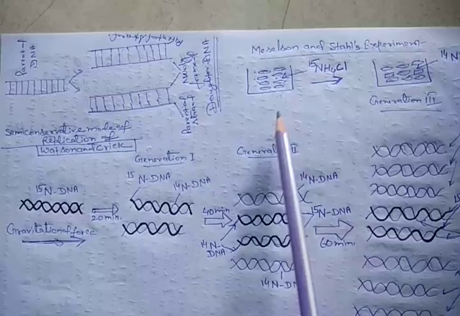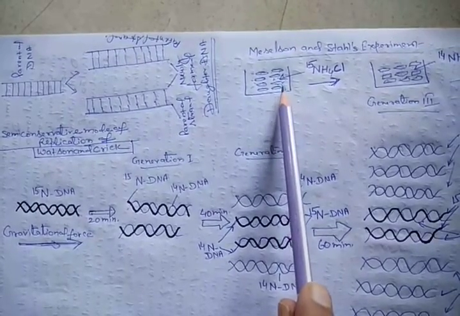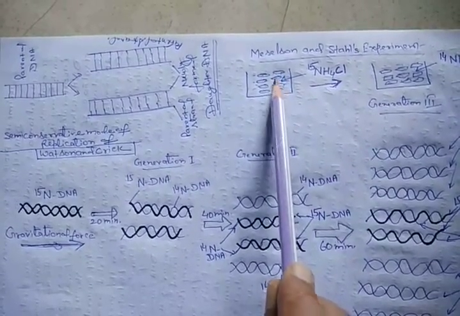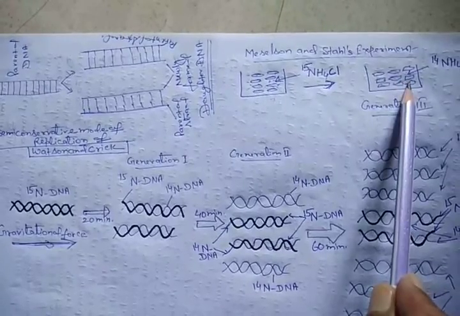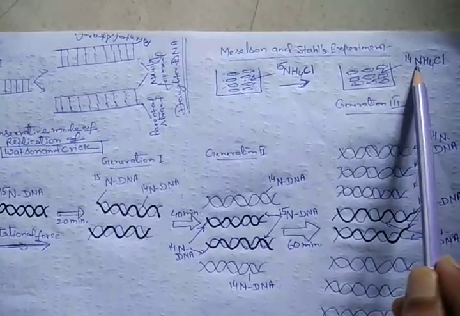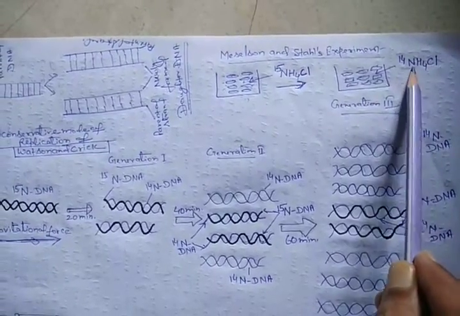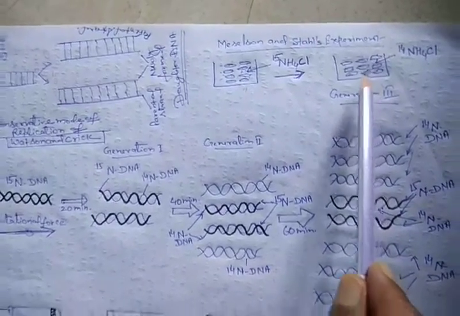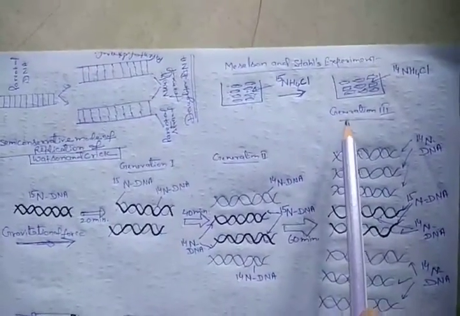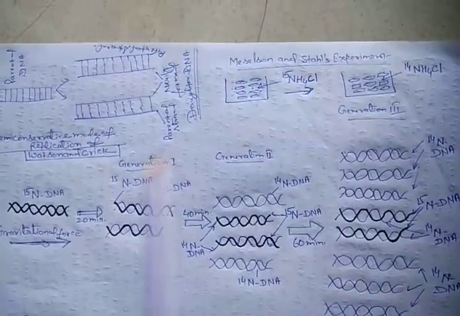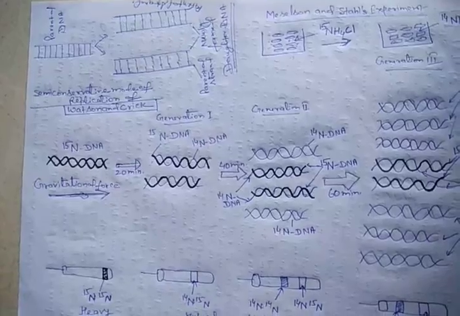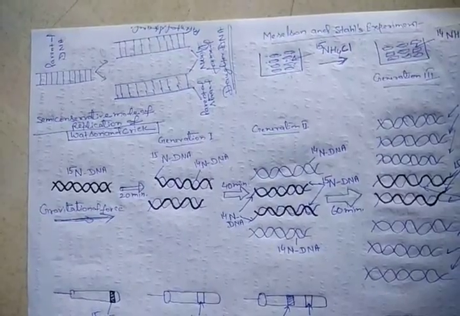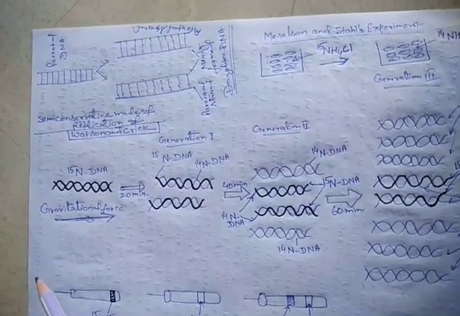And when all the DNA had incorporated the heavy nitrogen, these bacteria were shifted into another medium having normal nitrogen, that is N14. From the cells of each generation, the DNA was extracted and centrifuged in a centrifugation machine to know the heaviness, or the different densities, of the DNA.